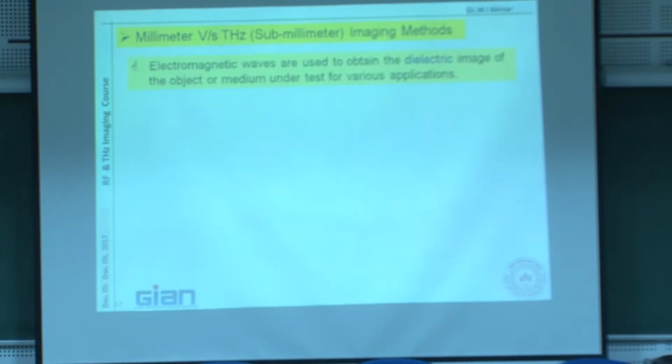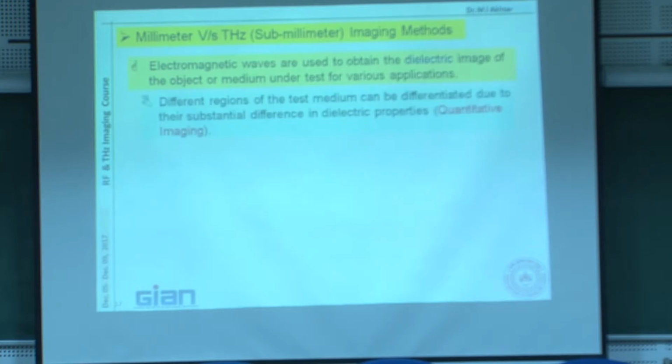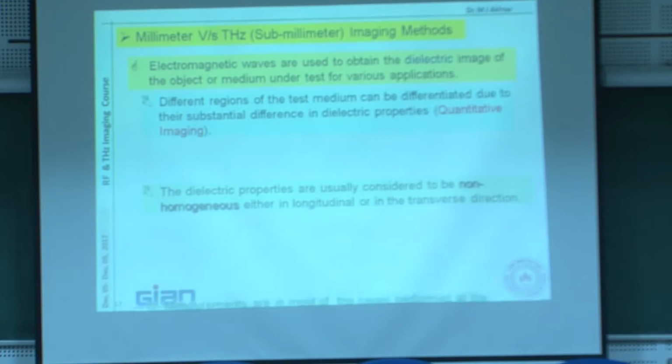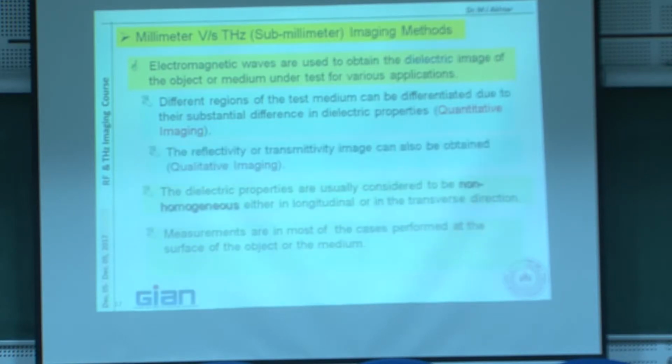They are both electromagnetic waves, so that way there is no difference. You obtain the image of the object. It could also be quantitative or qualitative, so this also is no difference. It could be non-homogeneous. I explained earlier that if you just want to know the qualitative, you just want to know where the difference is, and here you want to know the permittivity.